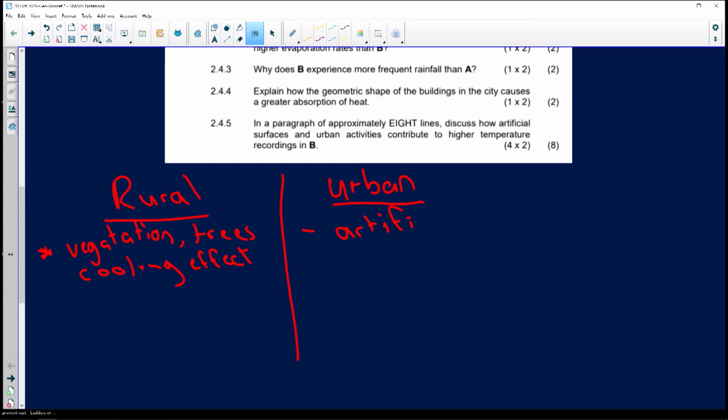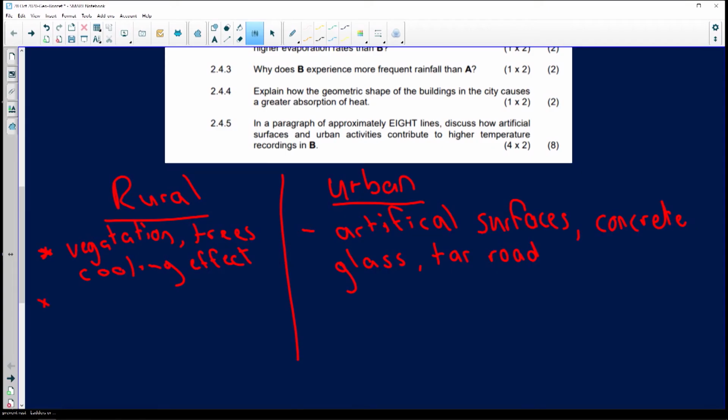It's artificial surfaces, we look at concrete, we look at glass, and we look at tar road surfaces. Okay, so in the rural areas, climate is much cooler. Simple reason why is because it's covered with vegetation. Okay, if you look at your urban areas, unfortunately, what do these artificial surfaces do? They absorb the heat, okay, instead of just releasing the heat, they absorb it, creating warmer conditions.